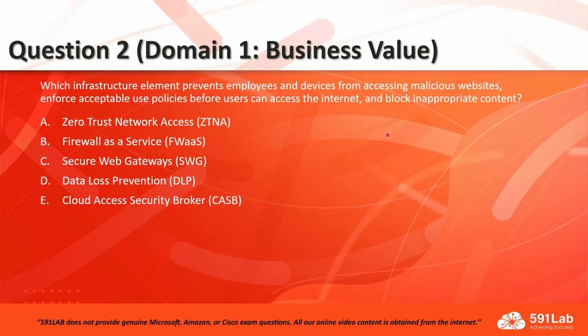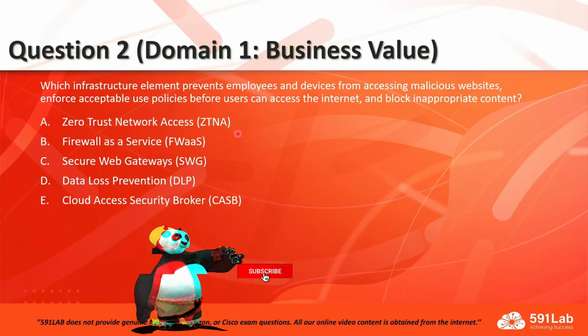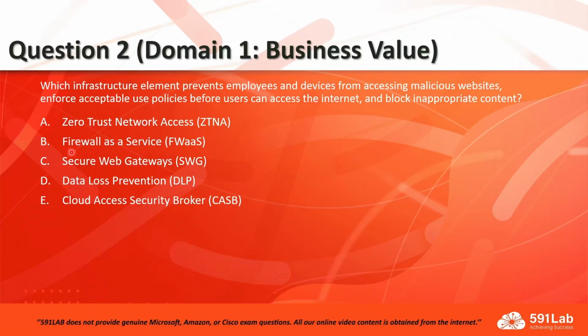And the options will be A. Zero Trust Network Access, or ZTNA, or B. Firewall as a Service, or FWaaS, or C. Secure Web Gateway, or SWG, or D. Data Loss Prevention, or DLP, or E. Cloud Access Security Broker, or CASB. And so, which one is the correct infrastructure element?